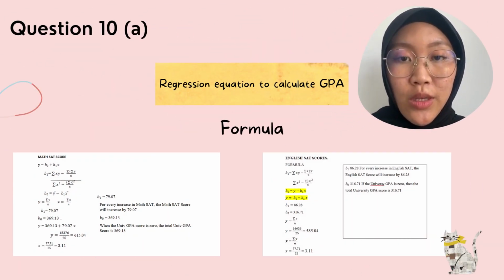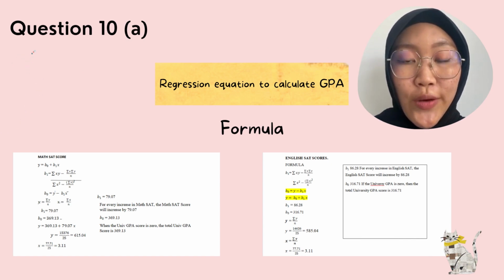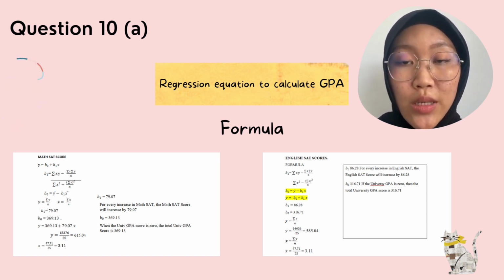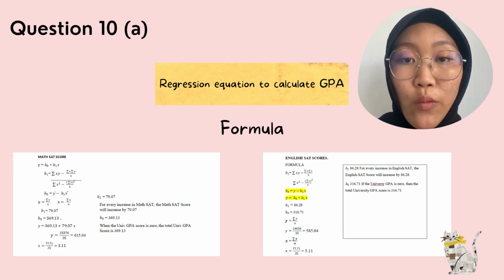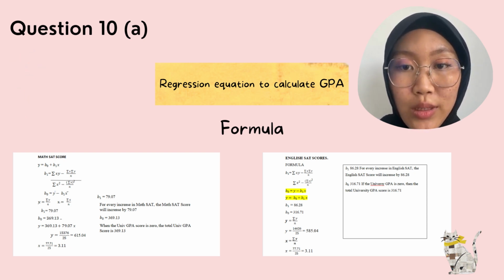For this question, we need to use this formula to find the regression equation to calculate GPA. We can use the regression equation to estimate the value of y, where y equals b0 plus b1x. So we need to find b1 and b0 first, and the mean for x and y. The b1 formula is sum xy minus sum x sum y over n, divided by sum x power 2 minus sum x in bracket power 2 over n. So b1 we will get 79.07 for maths SAT score, and the formula for b0 is mean y minus b1 mean x, so the answer is 369.13.